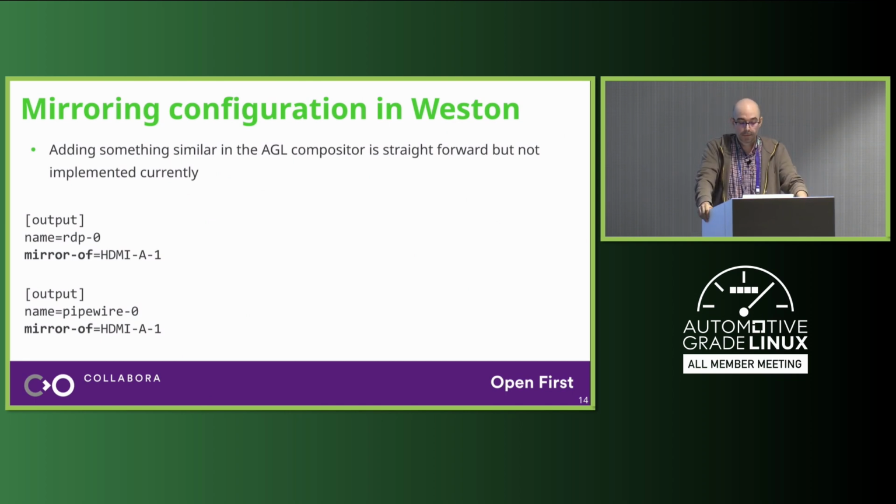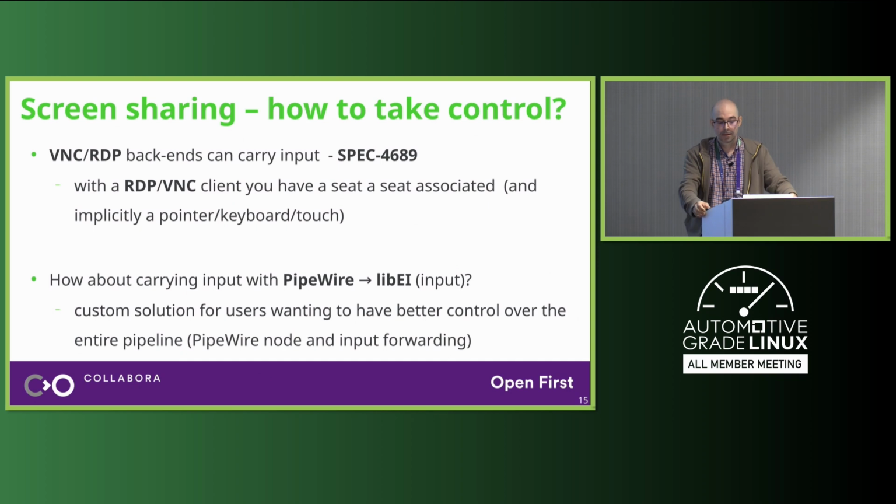And yeah, obviously it tries to create a mirror output of that. Now, we don't really have this in the AGL Compositor, but adding this functionality is rather trivial. We can code the same keyword, or we can use a different keyword if you would like to.